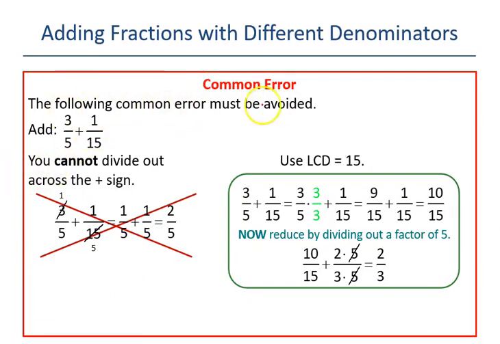Okay, let's look at a common error here. The following common error must be avoided. Okay, add 3/5 plus 1/15. Notice, don't start reducing. Okay, like we did with multiplication and division. You can't do that. Whenever you have a plus here, you cannot start reducing crosswise. You can reduce up and down, okay? Like, I could reduce out of this fraction here, or this fraction here, but I can't go diagonal, okay?